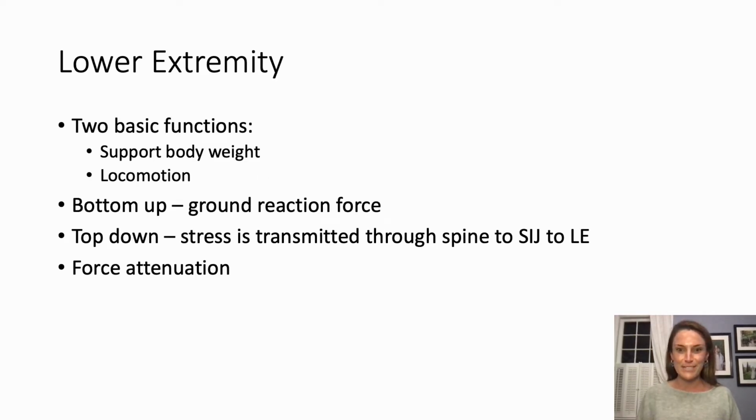The lower extremities' two basic functions are to allow us to walk and to support our body weight. So in order to do that, you've got the ground reaction force coming up through the foot. You also have the stress from the upper extremity and the spine coming down through the SI joints and into the hips.